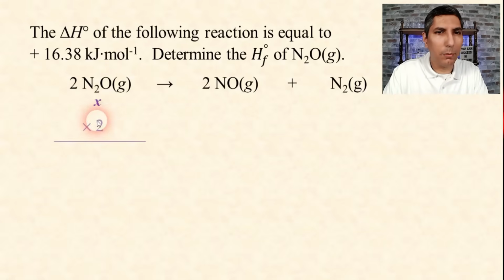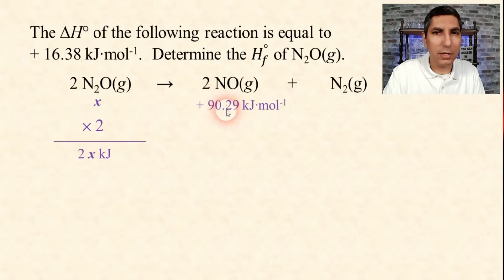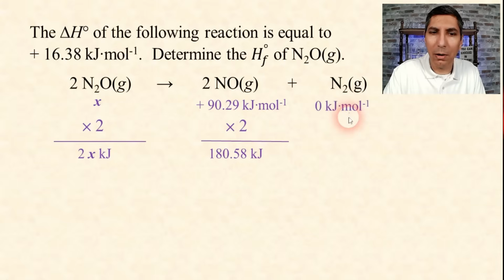So that means we have to multiply it by 2. And 2 times X, of course, is just 2X. They're going to have to tell us somewhere on the exam what the enthalpy of formation of nitrogen monoxide is. So it's about 90.29, and we have 2 moles of that as well. So we have to times that by 2. So that's where we get 180.58 kilojoules. And nitrogen gas is a 0.